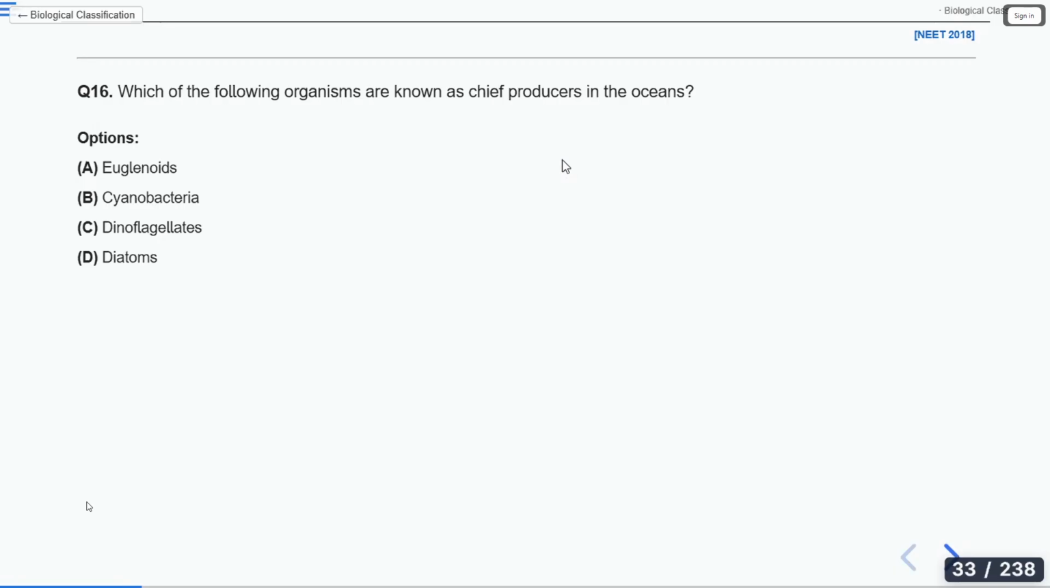Then how come you are concluding that diatoms are the chief producers in the ocean? Dinoflagellates are marine algae, right? So diatoms and dinoflagellates both are marine. Then how come you are concluding that diatoms are the chief producers in ocean? Silica deposition? Some other reason is there. A simple reason is there.